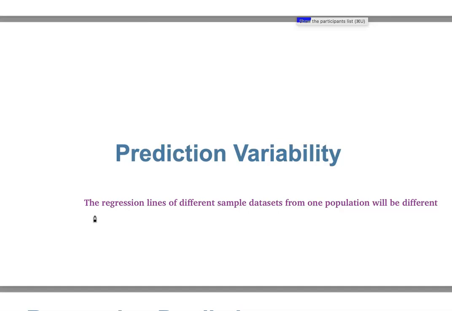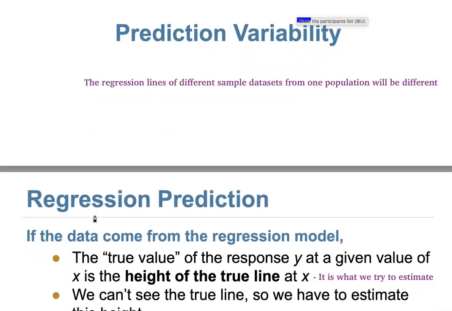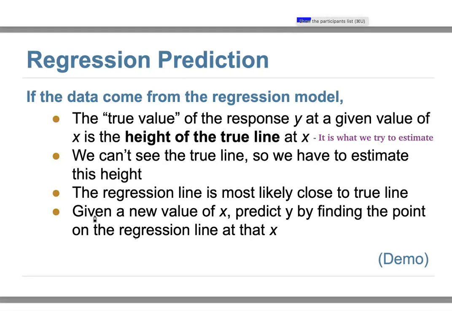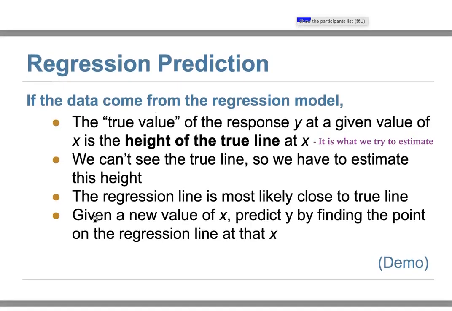We're using the regression line to get an estimation. We try to do some prediction for the given x. However, from different data sets, there may be variation in our prediction. So that's the next thing we want to talk about, the regression prediction. The regression prediction is this: if the data come from the regression model, we have a true value of the response y at a given value of x, which is the height of the true line at x.